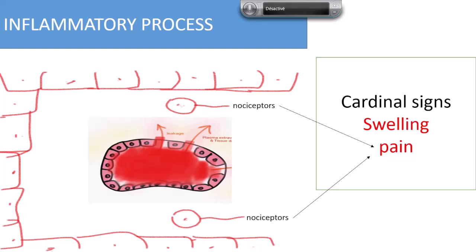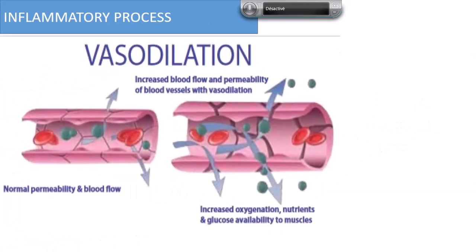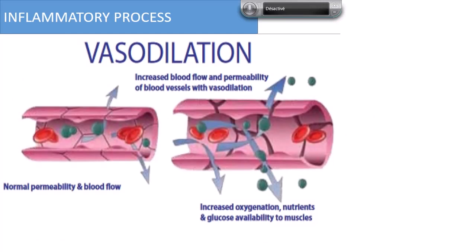Let's look at the next two signs, redness and heat. So the next two signs, redness and heat, will be due to vasodilation. Alright, so we have two blood vessels here. Here you can see the lumen. This is before vasodilation and this is after vasodilation. So you can see that the lumen here is enlarged. So the inflammatory mediators, histamine, prostaglandins, leukotrienes, they cause relaxation of the smooth muscle in the tunica media of these blood vessels. Once the muscle relaxes, the lumen increases.